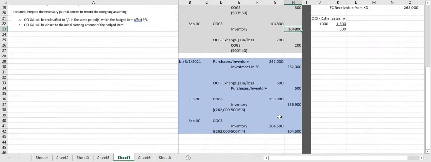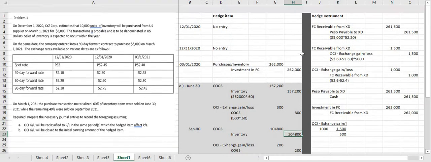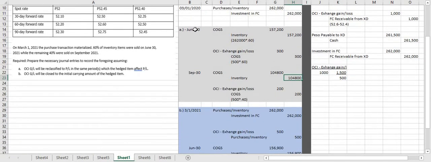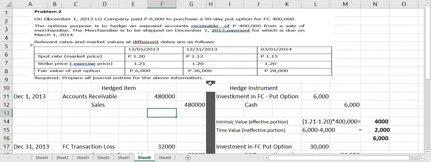600. Yan. So, ito yung journal entries na kinakailangan if a company nag-hedge ng highly probable future transaction. And this is also how we treat the balance of the OCI. Okay, so problem number 2.